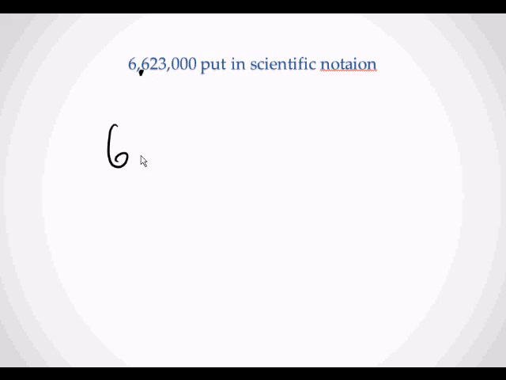Put this in scientific notation. Remember, in scientific notation you can only have one number to the left of the decimal, so it's going to be 6.623 times 10 to a certain power.